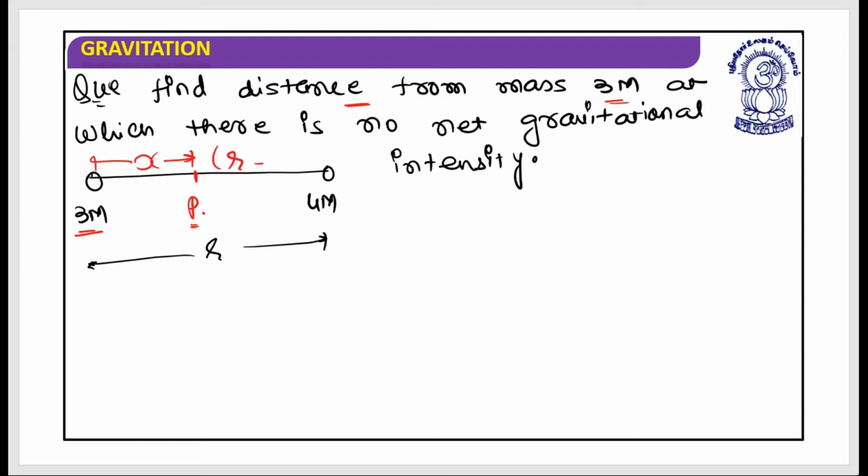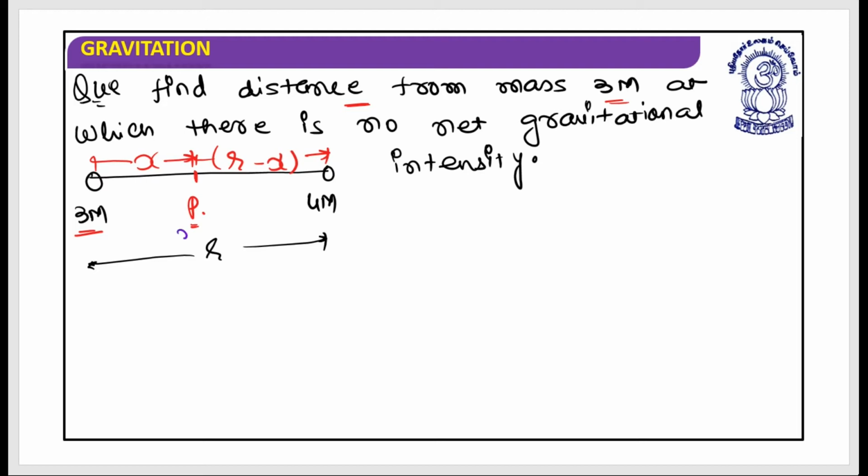If this is x, this must be r minus x. Now, is it possible? Whether it is possible or not can be determined by the directions. If the gravitational field has the same direction due to both these masses, this is simply not possible, because when directions are the same, you are going to add, not subtract. But if directions are different, then it might be possible to manage this by subtraction. Let's check the directions.